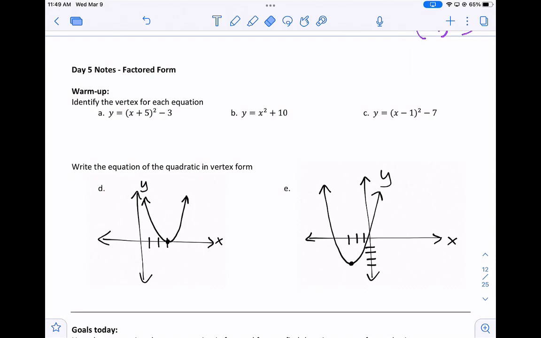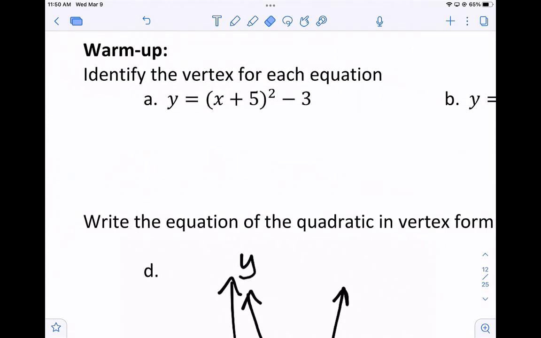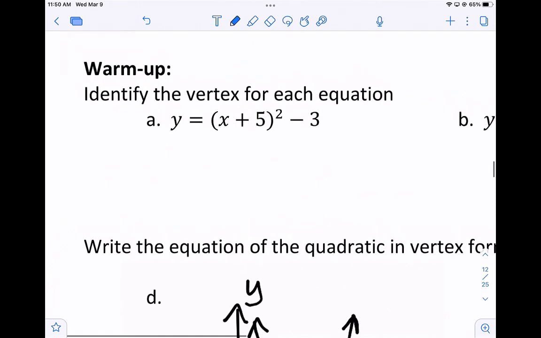Today, we're going to take a look at something called factored form. First, we're going to review what we looked at yesterday, which was: if I give you a quadratic function in vertex form, can you identify the vertex of the function? So if you take a look at the first one, we have (x + 5)² − 3. And if you recall, this would shift our graph left 5, down 3.